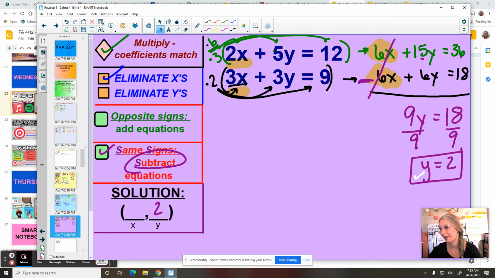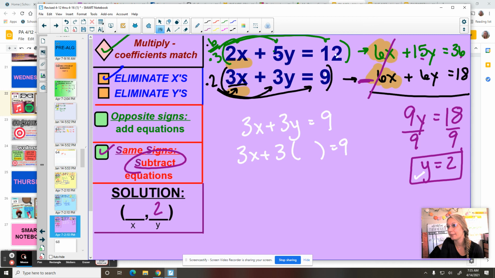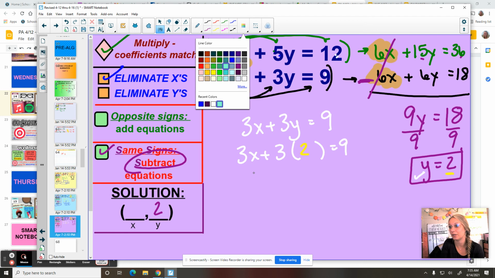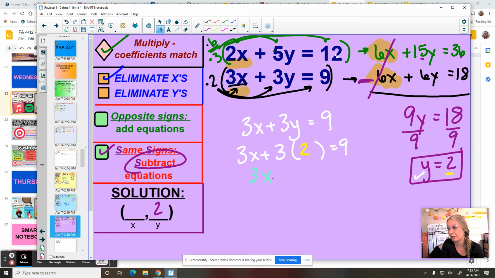The very last step, we know what y is. We need to solve for x. Go back to one of your original equations and rewrite it so that we can plug in y to solve for x. I'm just going to use the bottom one. It doesn't really matter. You'll get the same answer, but I just chose that one. Now, instead of y, I'm going to take out that variable, and I'm going to plug in this 2 here. And now we pretty much just go along with our solving process. We've got 3x plus 3 times 2 is 6 equals 9.